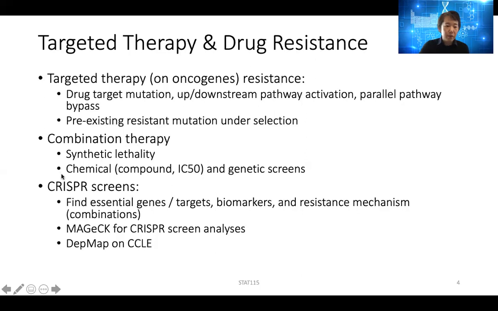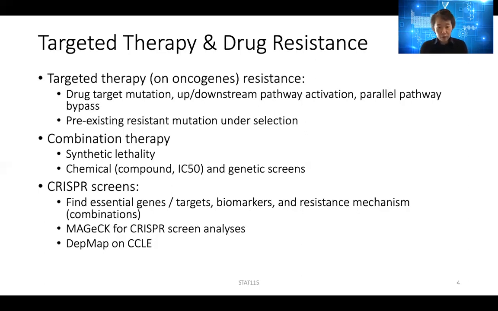And then for CRISPR screens, it's a genetic screen, not a chemical screen. Basically, you knock out the genes, because sometimes your chemical is only targeting 200 possible genes, and the remaining genes you just don't know. But with a CRISPR screen, you really systematically evaluate every gene in the genome to see which cell lines are sensitive to the knockout of a particular gene. You'll find cancer cell specific essential genes, which can be novel drug targets.